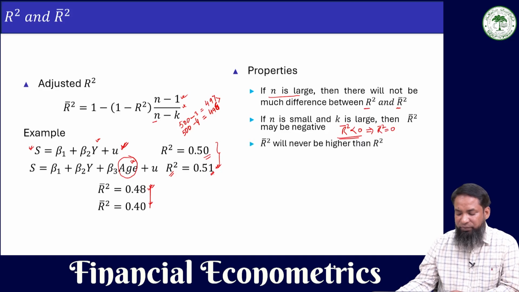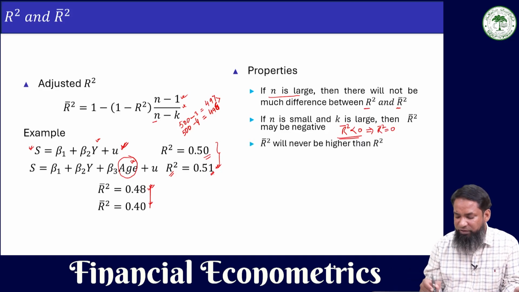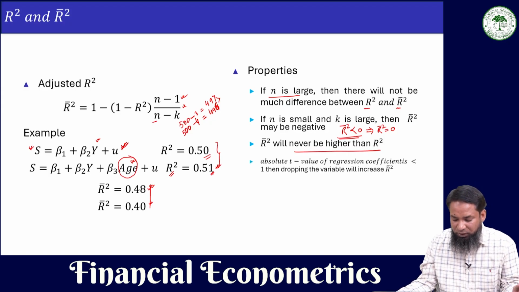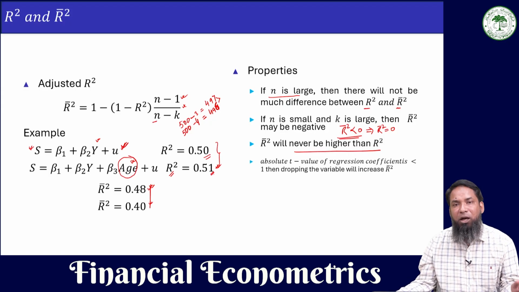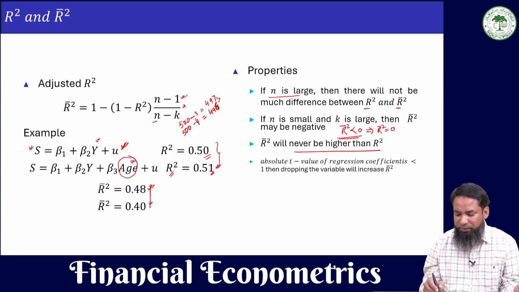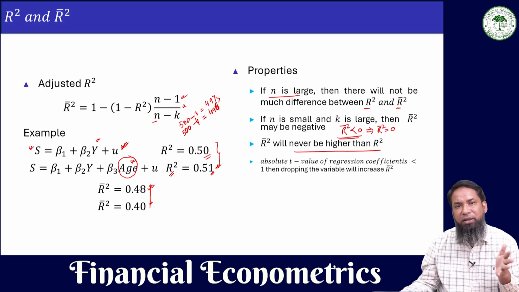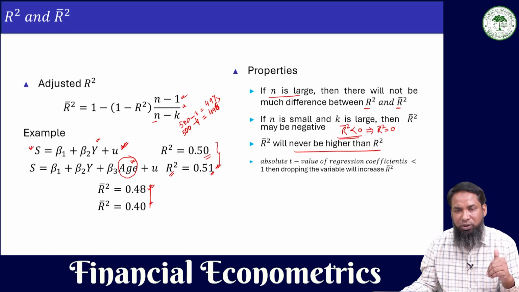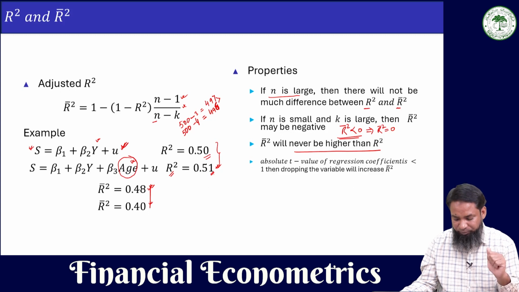Then the third fact we have: adjusted R square will never be higher than the R square. Then how do we think of whether, by adding a variable, we will have a higher adjusted R square or a lower adjusted R square? We can think of it by looking at the significance of the parameters, which we are going to discuss just after this.